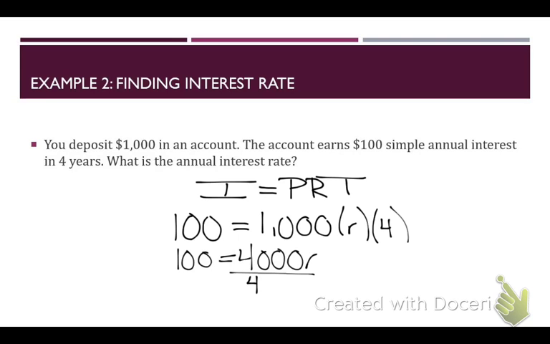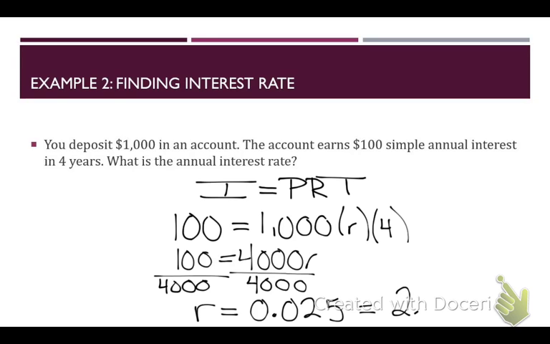And I need to divide both sides by 4,000 to get R equals 0.025. Is this my answer as a rate, though? No, it is not. I must convert it to a percentage. 2.5%.